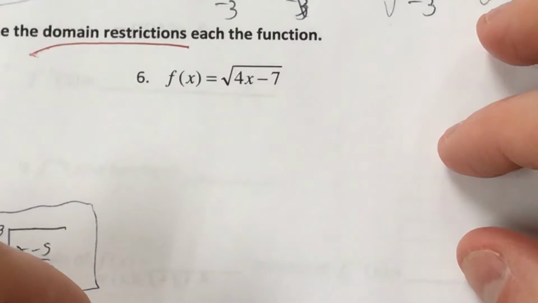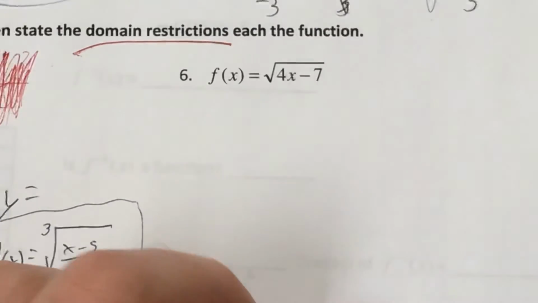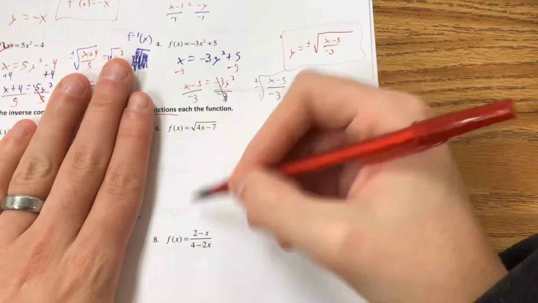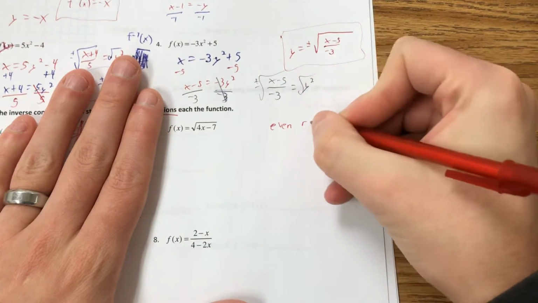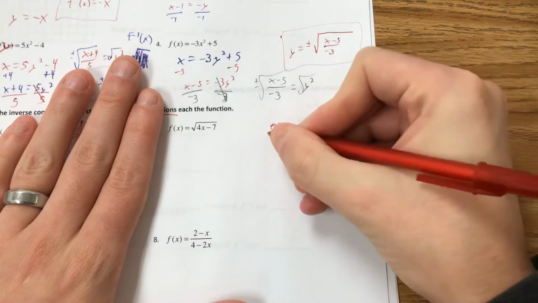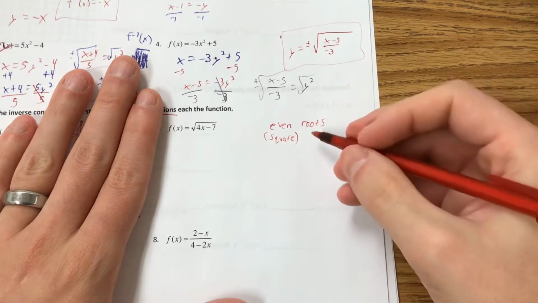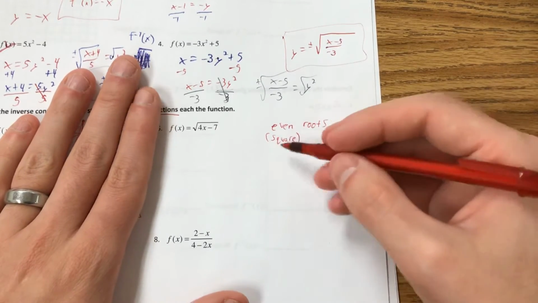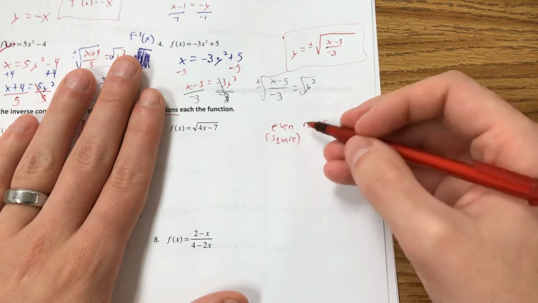Okay. Here is the first example of something that will have a domain restriction. I'll write the two types over here on the side. First of all is even roots, which most often you're going to see square roots. There can be fourth roots, sixth roots, eighth roots, any even root, but most specifically square roots happen the most in our unit. You are going to have a domain restriction.